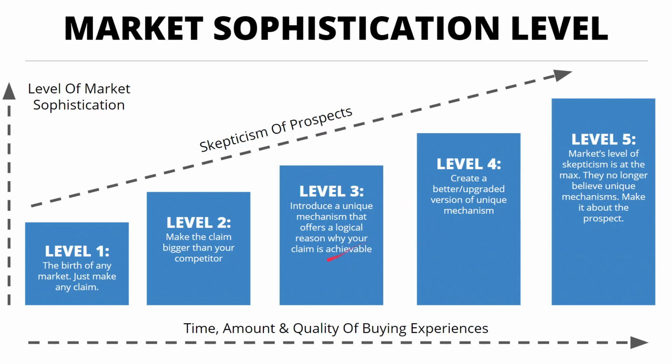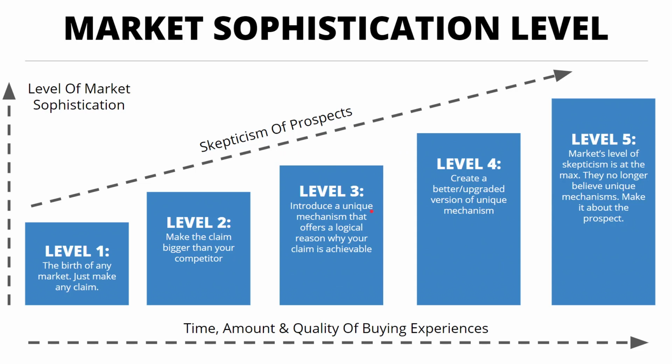So if you're selling physical products, you will likely have to follow this path and create a better version of your unique mechanism. And ultimately, when your market reaches this level here, you'll have to evolve your marketing and make it all about them. And that's the highest level of sophistication. But again, most of you in this program, just like me, we can maintain at level number 3 here pretty much indefinitely.